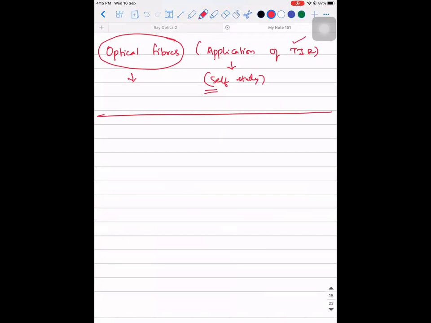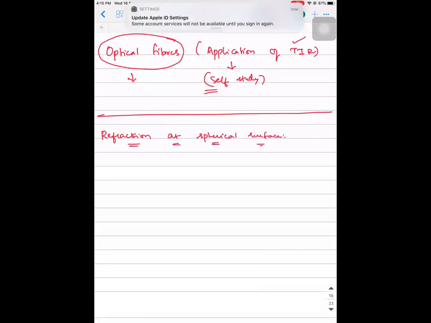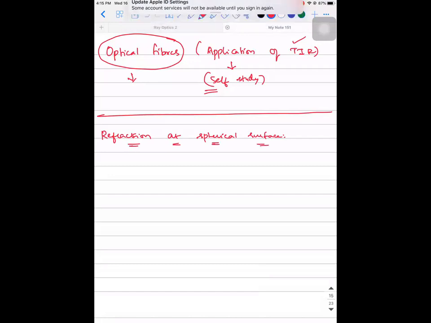The next concept that we are going to see is, we have completed the concept of refraction at plane surface. Now we'll be talking about refraction at spherical surface. Just like how we saw reflection at spherical surface, spherical mirrors, we will see refraction at spherical surface.